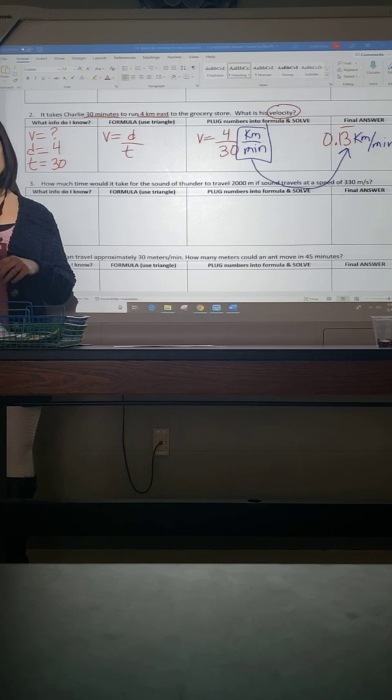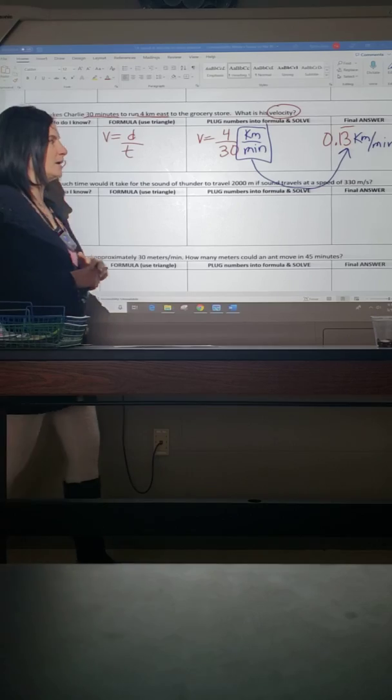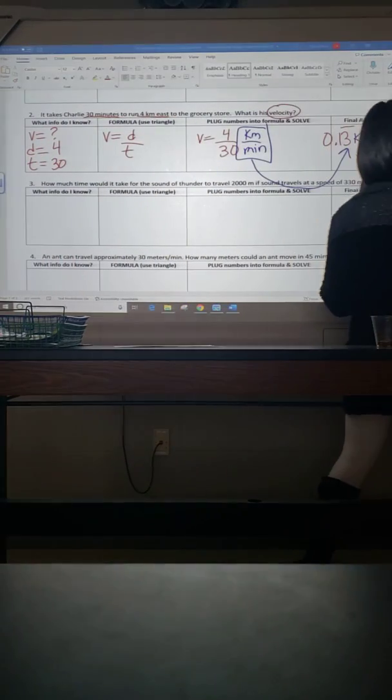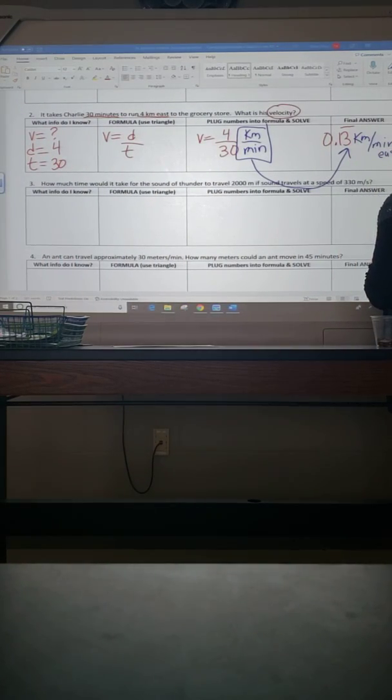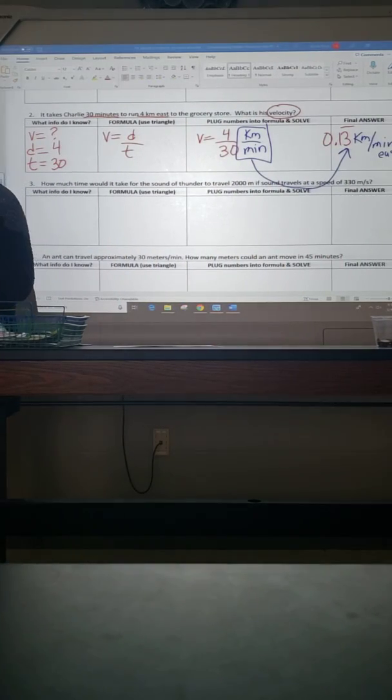Are we done? What else do we have to include, Will? Direction. Okay, and what is the direction? East. Good, and I just kind of ran out of room, so I'm just going to tack it on there at the bottom. 0.013 kilometers per minute east is a 3-point answer. All parts are included there. Okay, any questions? Good.